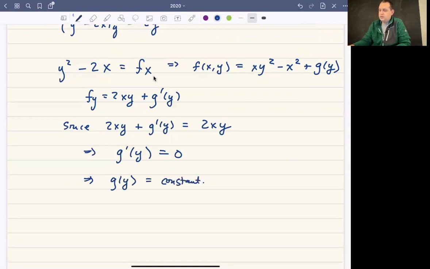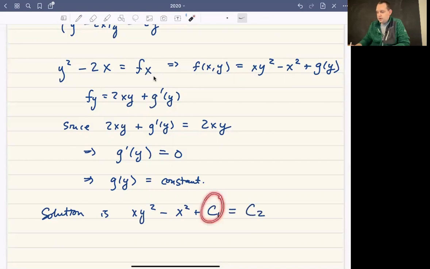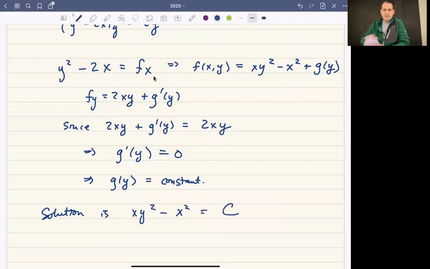Okay, and so our solution is going to be xy squared minus x squared plus some constant, we can call it c1, equals another constant, c2. And then, of course, we can do the usual thing where we just roll up c1 and put it in c2, so subtract c1 from both sides if we want to be fancy about it. Then move the constants over to one side, call it c. Okay, so it turns out that this is going to be our solution.